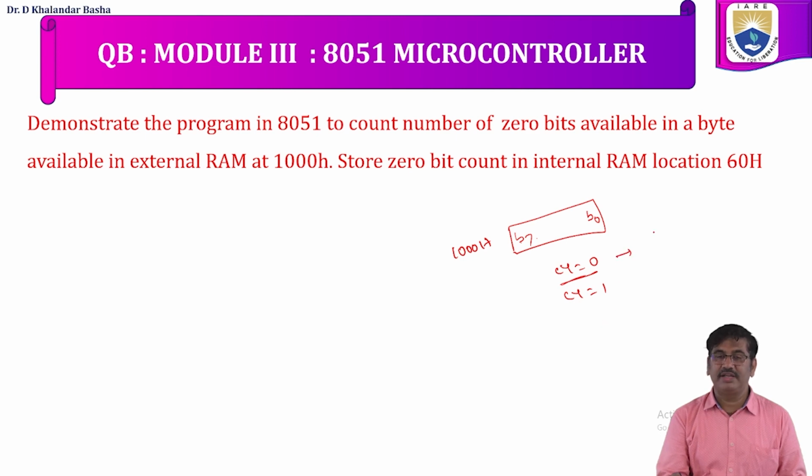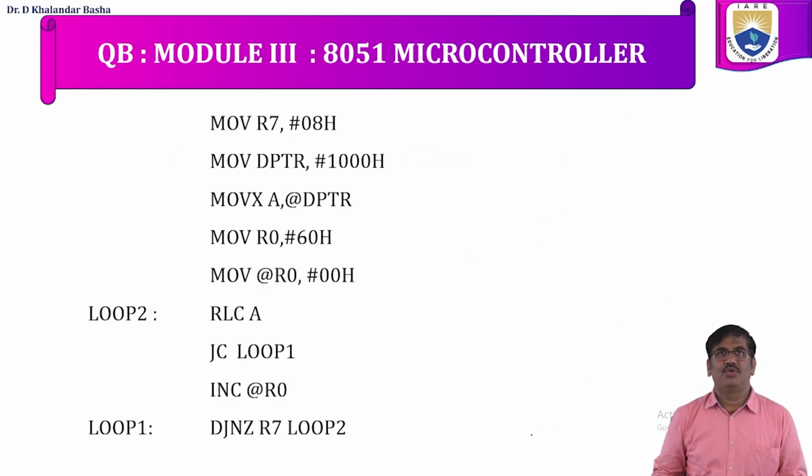So we are going to increment the count. If the carry flag is 1, don't alter the count. So here we go for incrementing the register. Here no operation will be done. We go for the next bit check. Now we will see the program. So MOV R7, #08H, because we want to check the 8 bits.